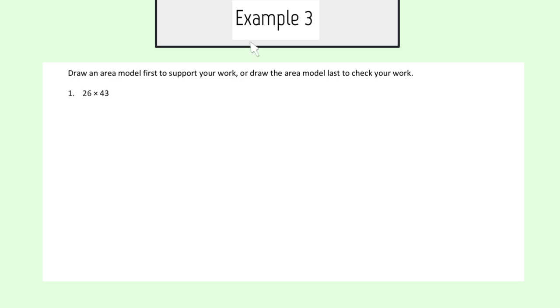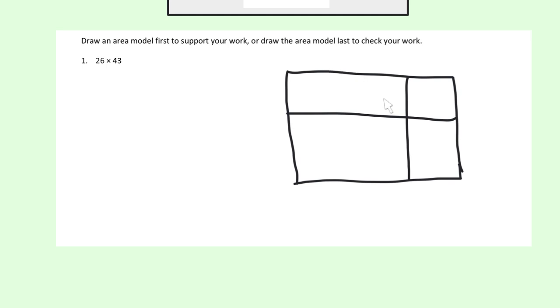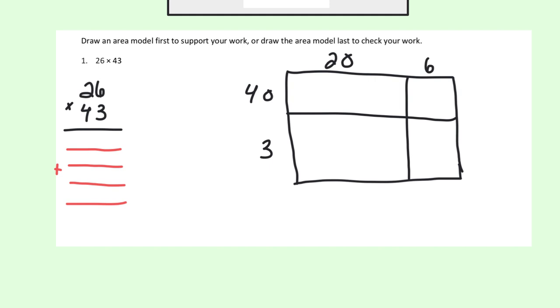Finally, for example 3, our directions tell us to draw an area model first to support our work, or draw the area model last to check our work. So we're going to draw our area model first and work through our partial products that way. So I've quickly drawn an area model over here, and our expression reads 26 times 43. So we're going to split that into 20 and 6 and 40 and 3. We're going to begin solving this expression by getting our partial products, and then we will check to see if they match up with our array model.